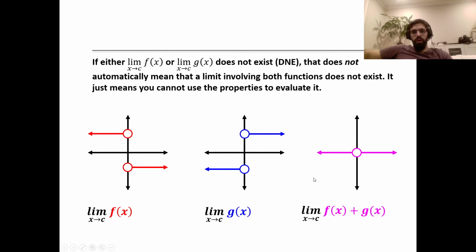And so even though the limits of the functions themselves do not exist at that particular point, when we add those functions together, the limit at that same point does exist. So this can happen. Just because the limits of the functions don't exist doesn't mean that the limit of some function that contains those two functions doesn't exist. It's not the case.